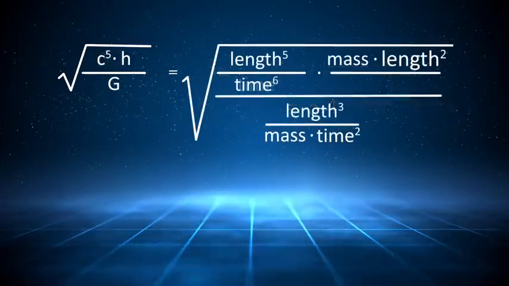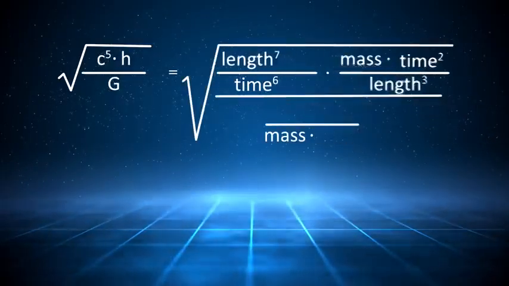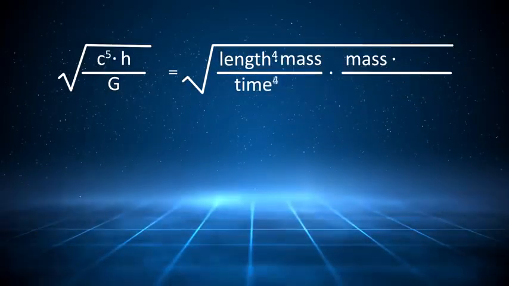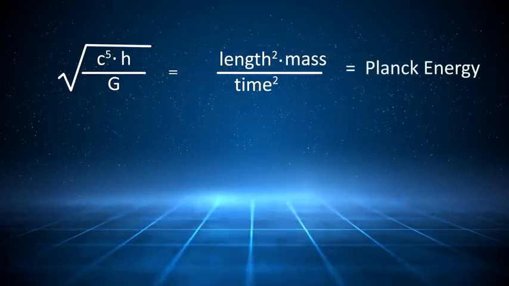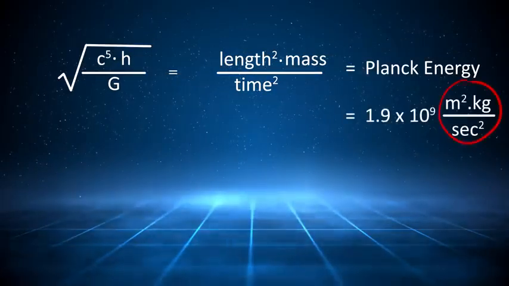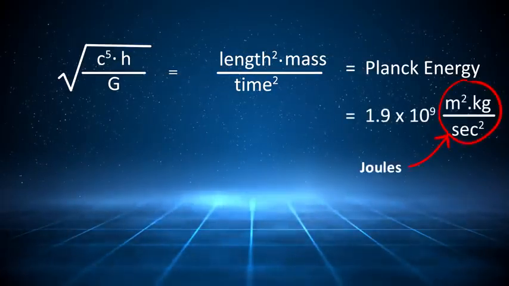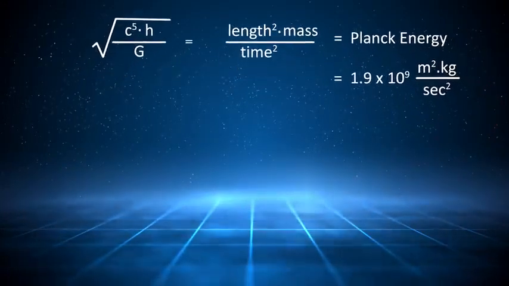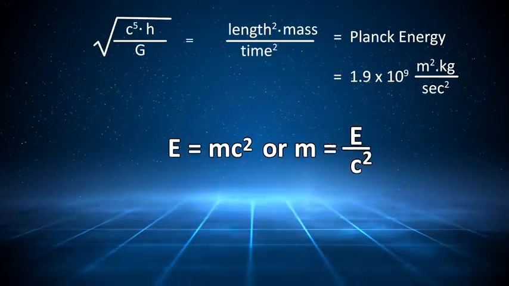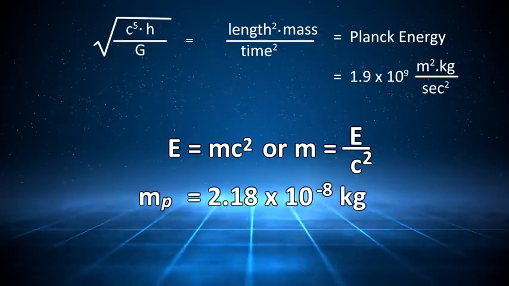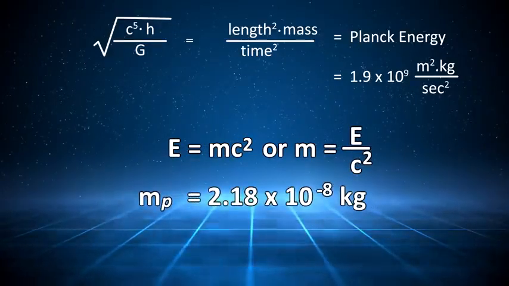We can also get energy by rearranging some of these constants. This is the Planck energy. This is the maximum energy that could be contained in a cube that had the size of 1 Planck length. We can convert this Planck energy into mass by using Einstein's famous equation E equals mc squared. This represents the maximum mass that a cube of 1 Planck length could have.